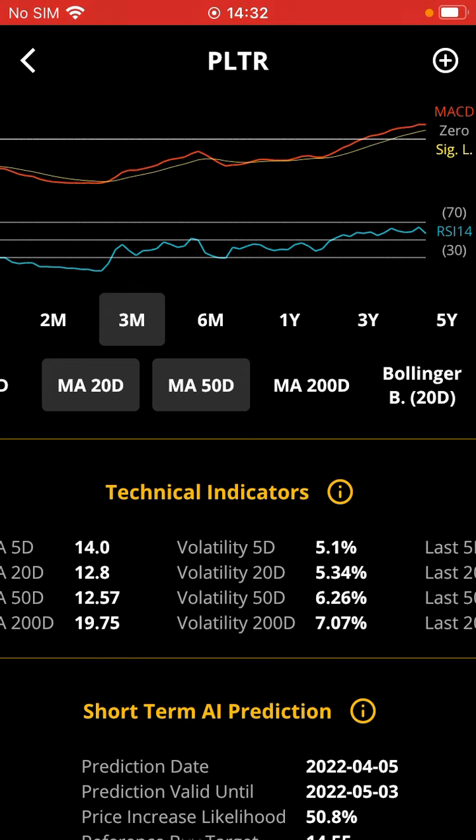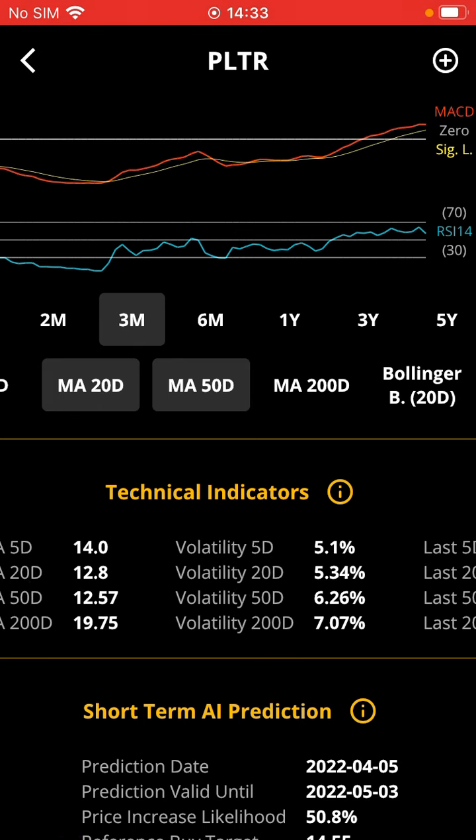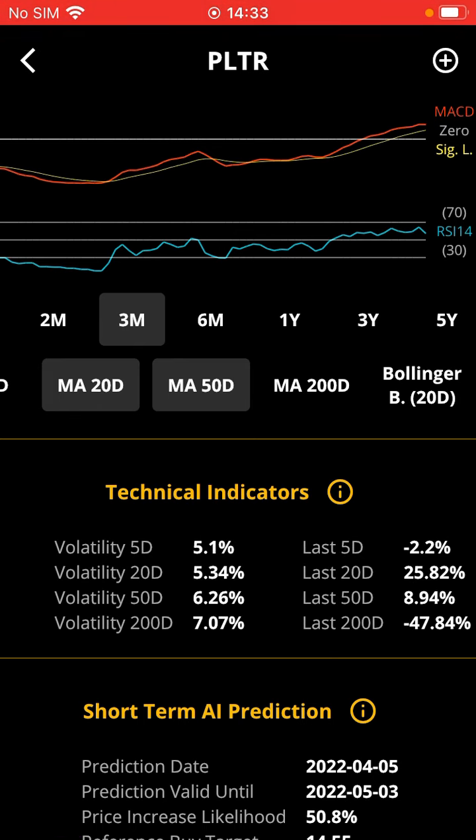So the volatility of the stock, the last 5 days volatility happens to be 5.1%, and this is the 5 business days. And last 20 business days volatility happens to be 5.34%, and so on. And in the last 5 business days, the price of the stock has gone down by 2.2%. But in the last 20 business days, the price has gone up by 25.82%.